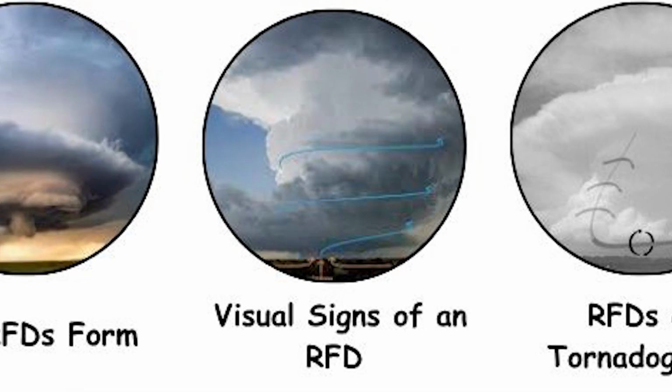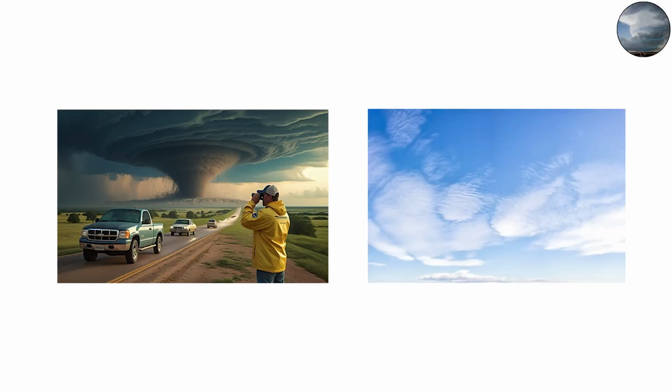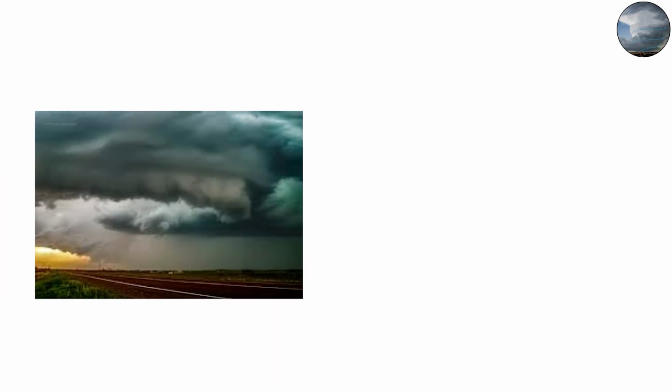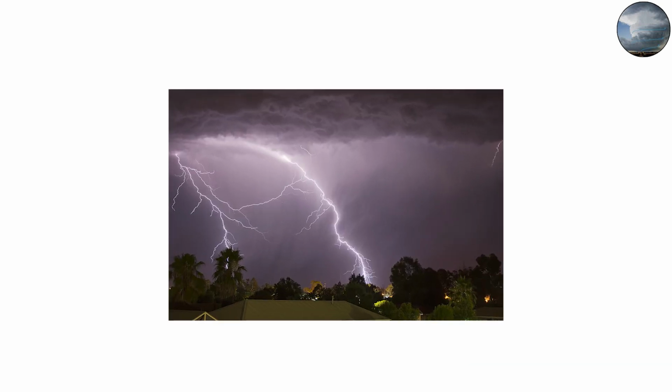The visual signs of an RFD to trained observers. The RFD leaves subtle fingerprints in the sky. A clear slot, a strange hole of blue or brighter sky near the rotating base, signals that dry descending air has carved through the storm cloud.